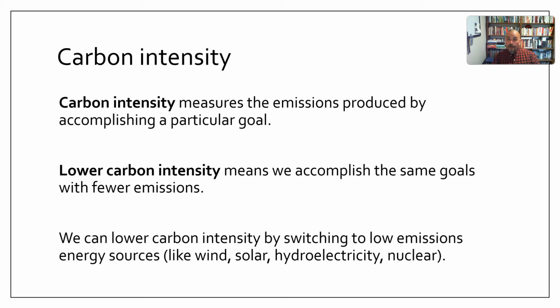So basically, carbon intensity measures how much pollution we're creating, and energy intensity measures how much energy we need. So in both cases, we can cut back or make global warming better if we either lower the amount of energy that we need, or we make the energy that we do produce fewer pollution. Fewer greenhouse gases. We make it greener, in other words.